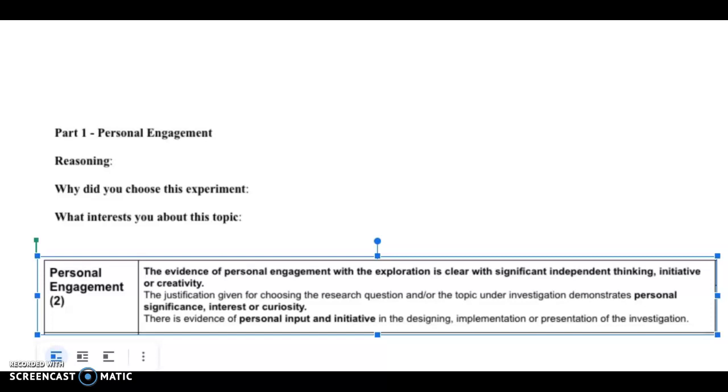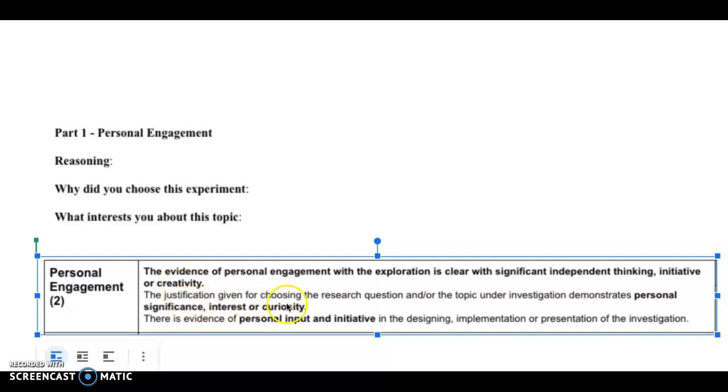I'm going to outline each of the sections of the IA so that they're clear and you understand what to do. The first section is personal engagement. The IB is looking for, in the personal engagement section, evidence of personal engagement in the exploration that's clear with significant independent thinking, initiative and creativity.